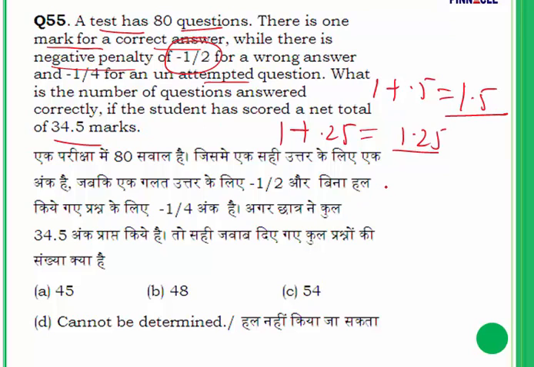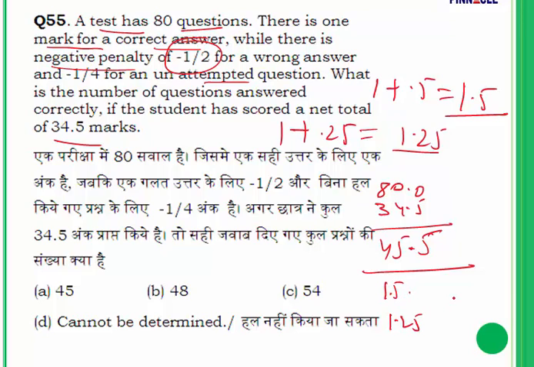Now ultimately what does he do? He got 34.5 marks. It means the total deduction is 45.5 marks. Now we have to make a combination in this format, 1.5 and 1.25, and we have to find some questions so that the total sum becomes 45.5, because the total marks deducted is 45.5. This combination can be in many formats.